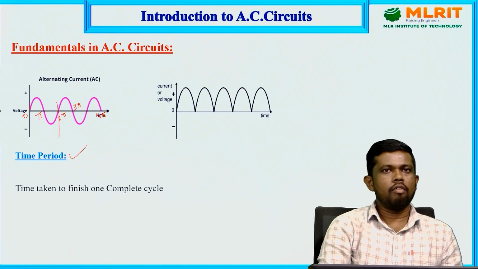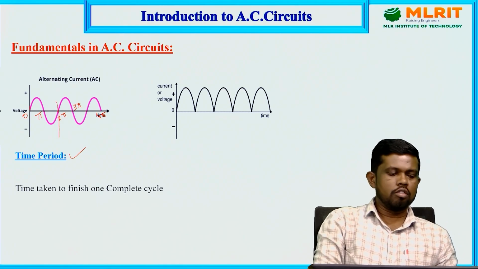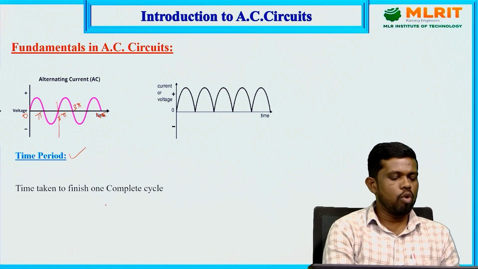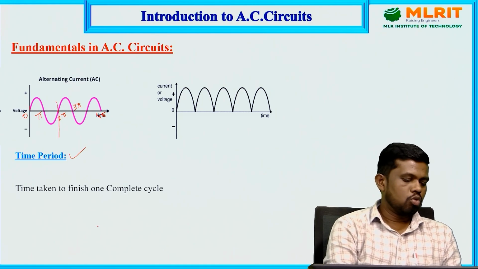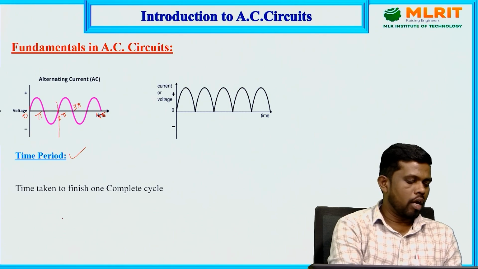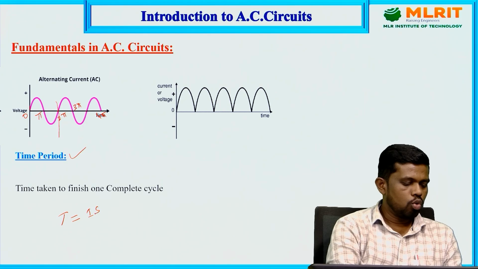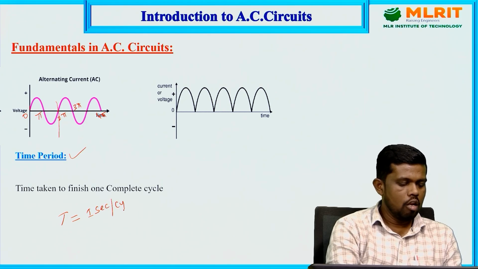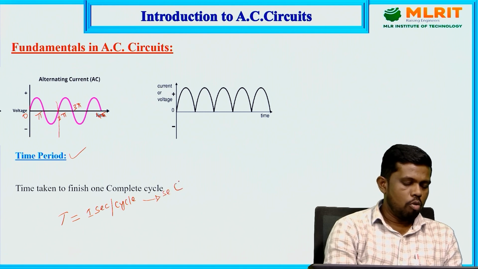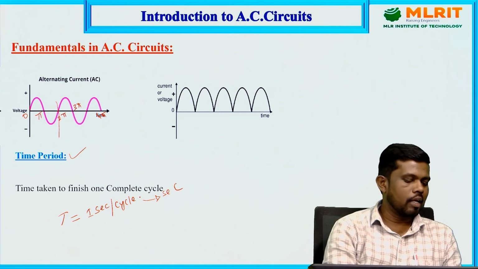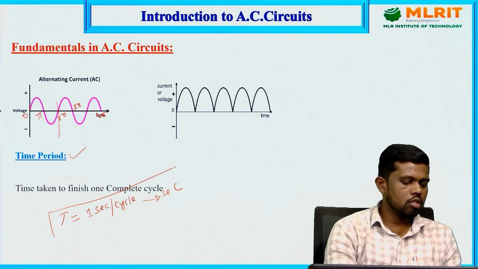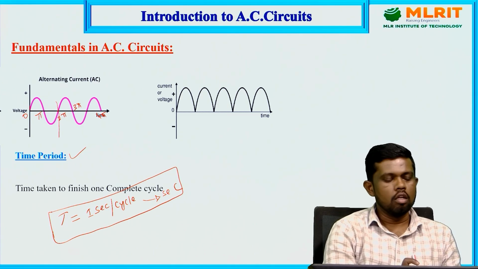In other words, we can define the time period of any alternating signal as the time taken to finish one complete cycle. That is called one time period. We represent the time period with capital T. Capital T equals 1 second per cycle. It is always measured in seconds, that is, how much time in seconds to finish one cycle. That is simply called the time period of the alternating signal.